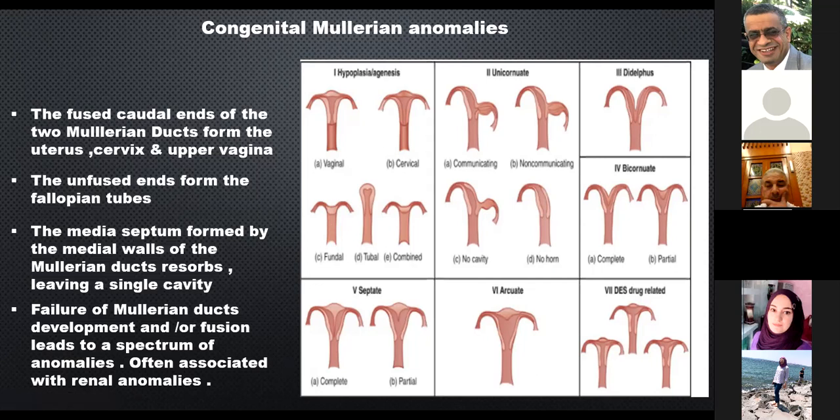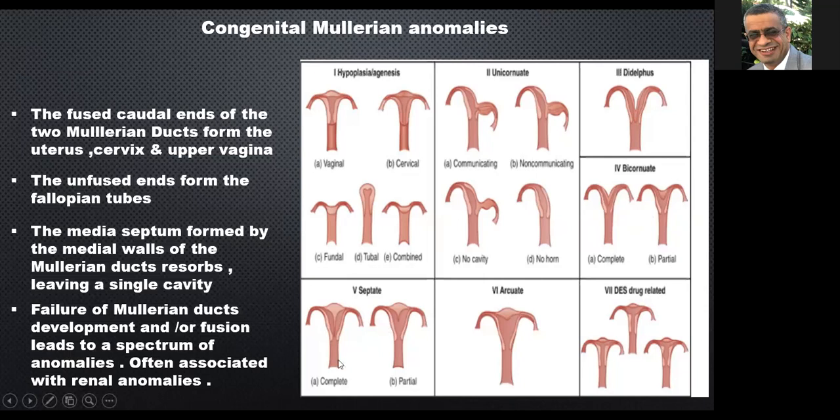often associated with renal anomalies. As we show in this image, these spectrums include either hypoplasia or agenesis of the vagina or cervix, fundal, tubal, or a combination of these. Another type we have is unicornuate, which is either communicating with a horn or non-communicating, or didelphys, either partial or complete, bicornuate uterus, and septate, which also includes complete or partial.